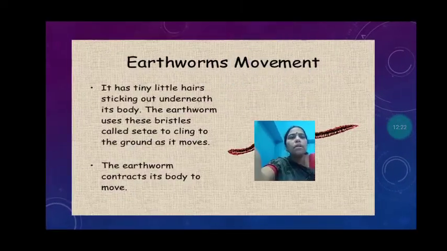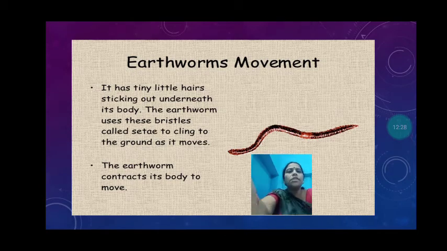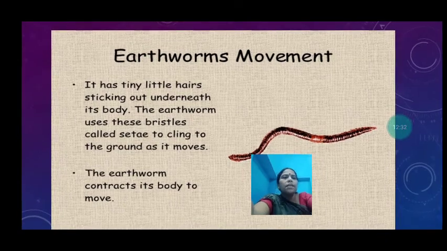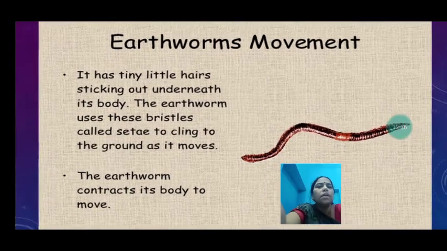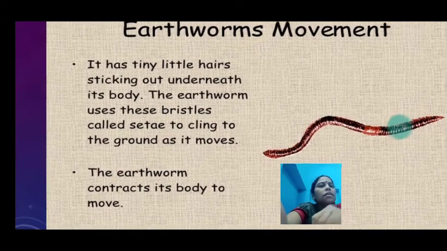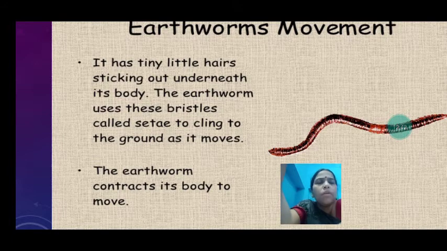Then the next one is the movement in the earthworm. The earthworm has tiny little hairs sticking out underneath its body. So the earthworm has small hairs on the underside, the lower part of the body. The earthworm uses these bristles, and they are called setae. So little hairs, they are called setae.